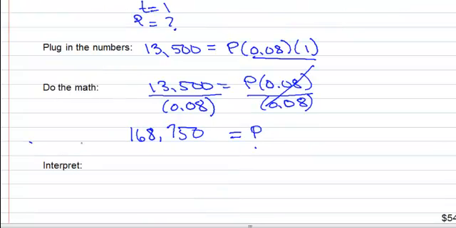And now we want to interpret that answer, and the interpretation is pretty simple. The original investment, or the principal, was $168,750. Wouldn't that be nice?